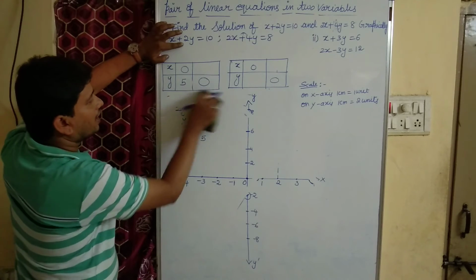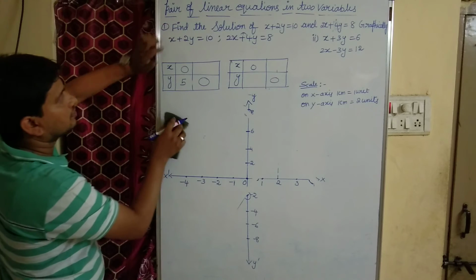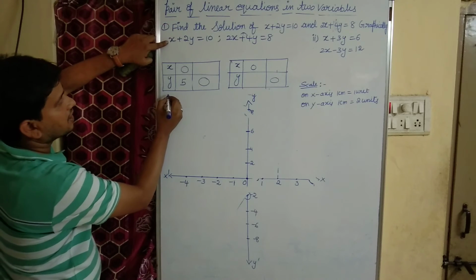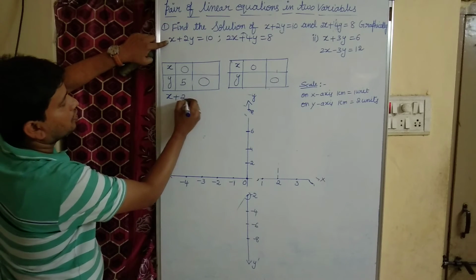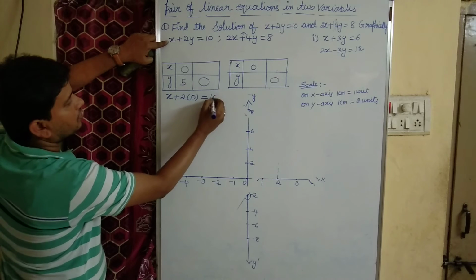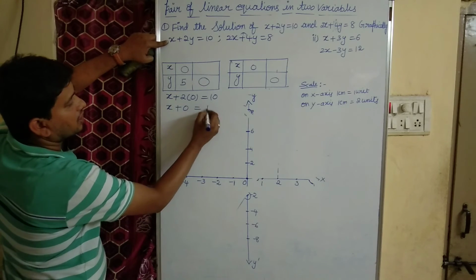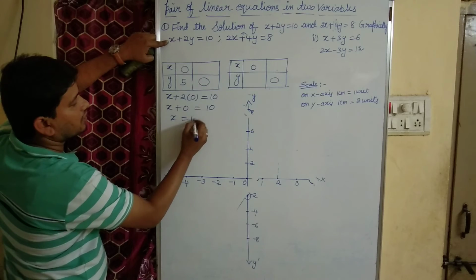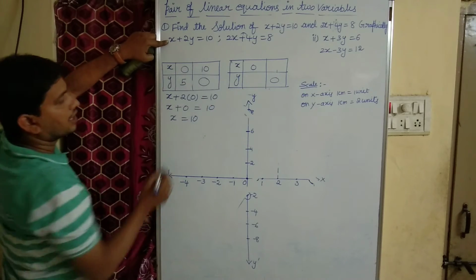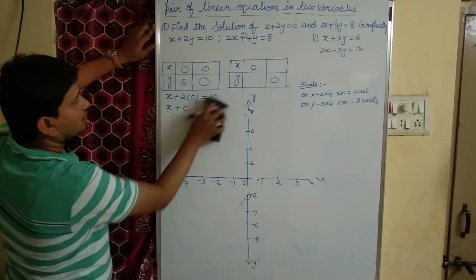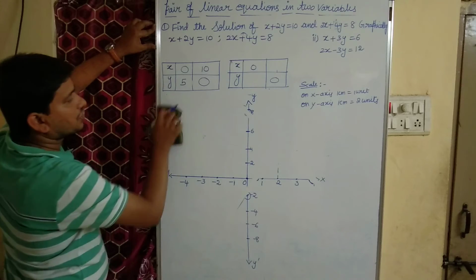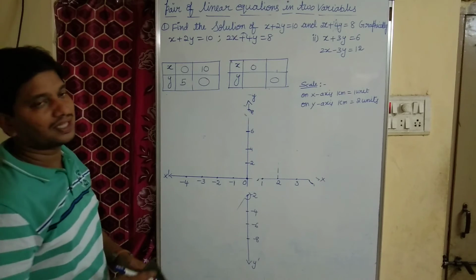Okay. Now let us put y value 0. The equation is x plus 2 into 0 equal to 10. 2 into 0 is 0. X plus 0 equal to 10. As x plus 0 is x, that is 10. Right? This is our first coordinates. Easily we got it in this case.